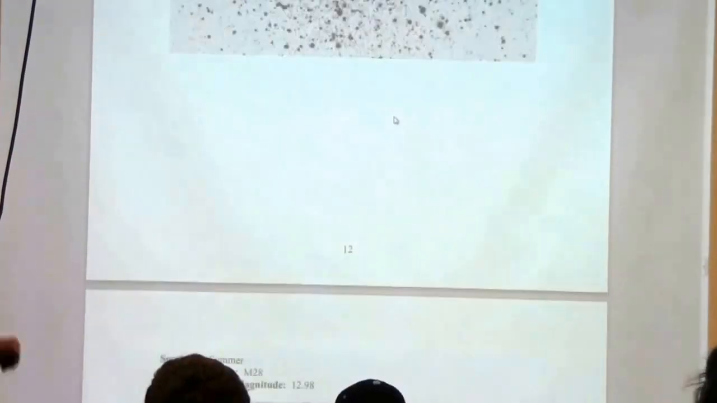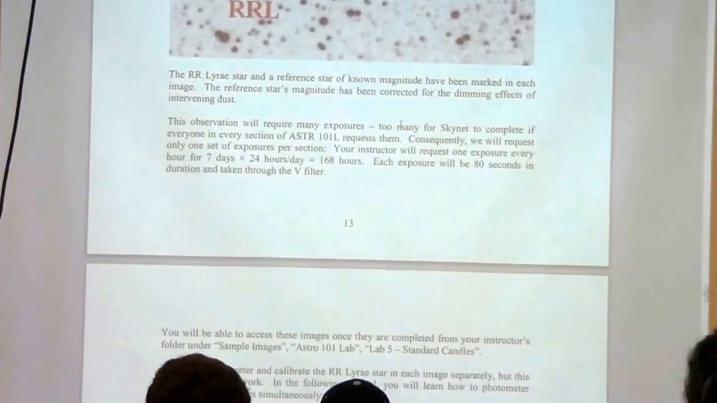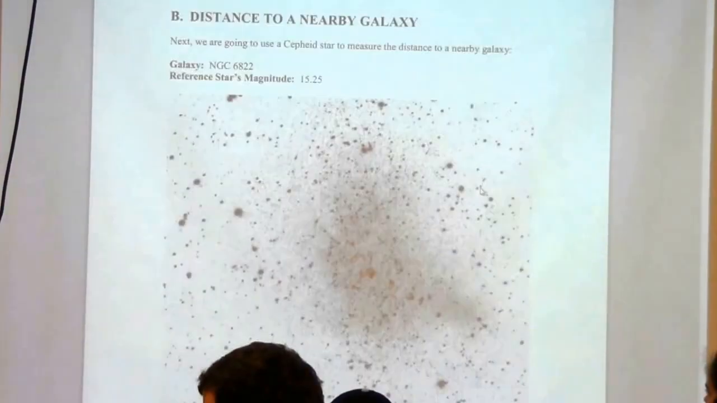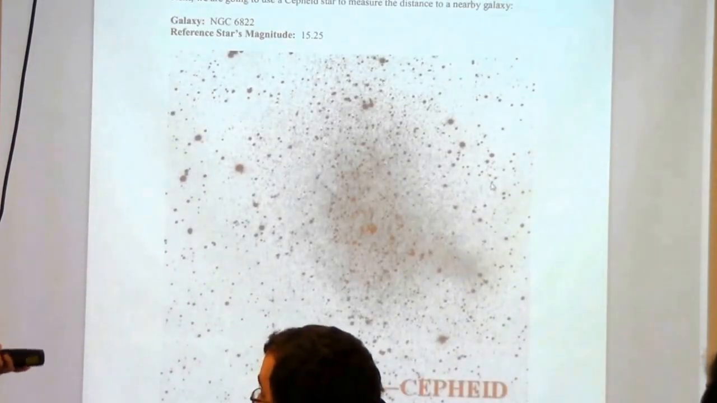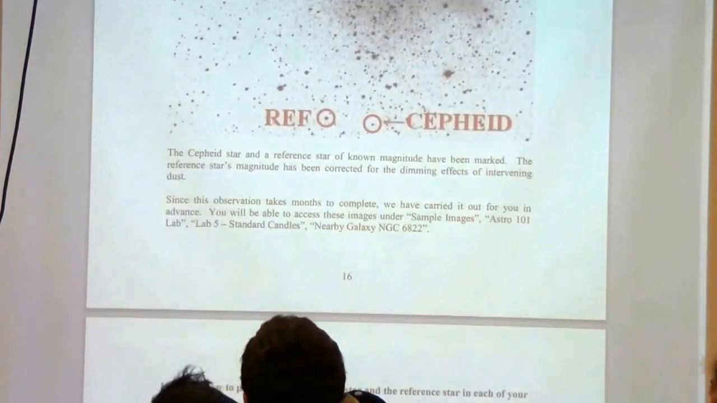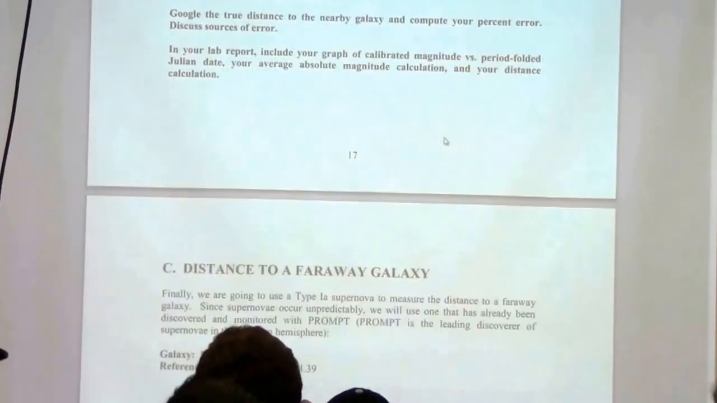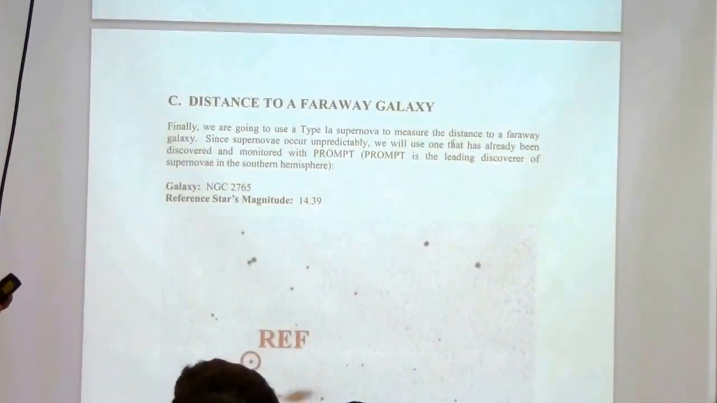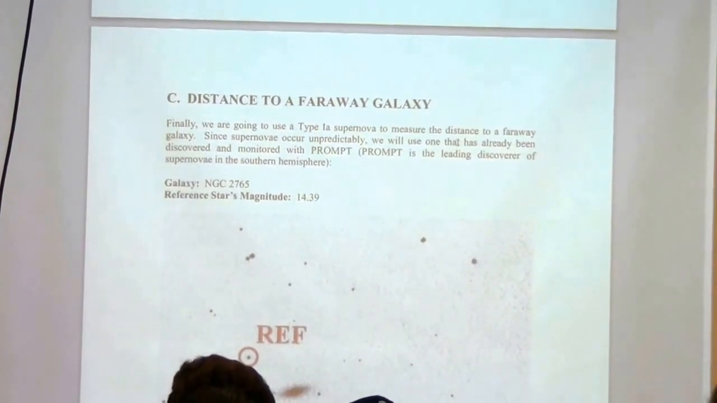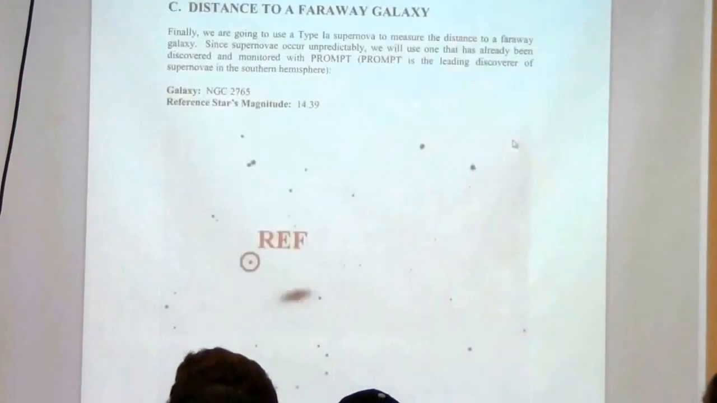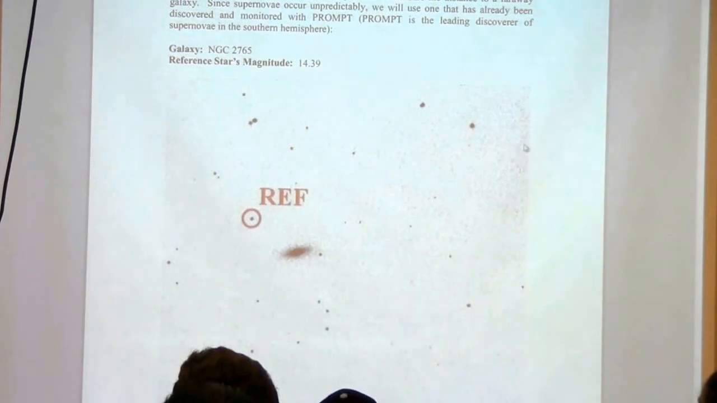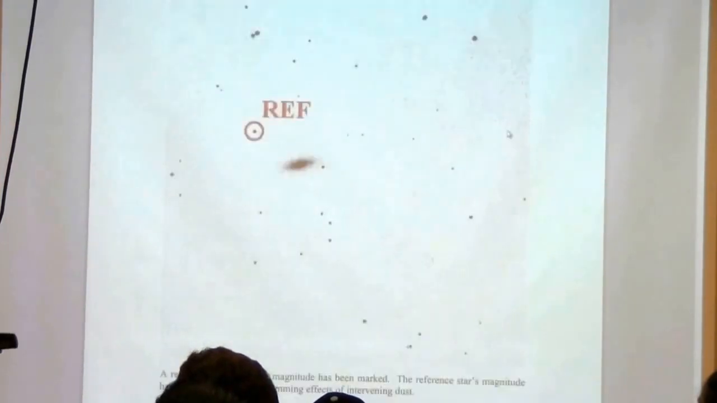Okay, 3201, that's the one we're working on. Moving on. So, nearby galaxy, there's only one, so you can't get this one wrong. It's the same procedure, except you use the Cepheid formula for absolute magnitude instead of the RR Lyrae formula. And this one is the supernova.